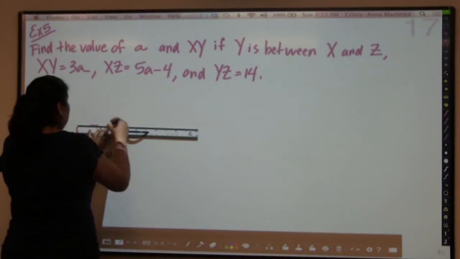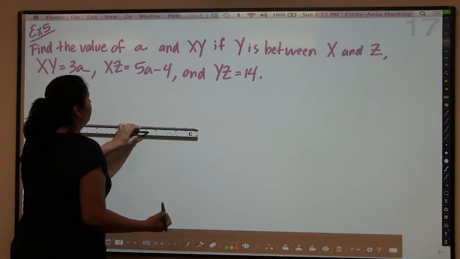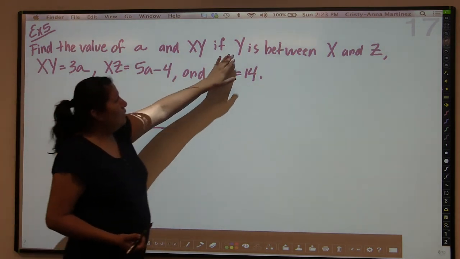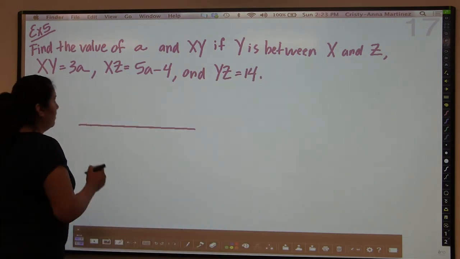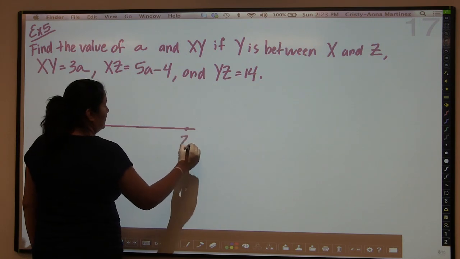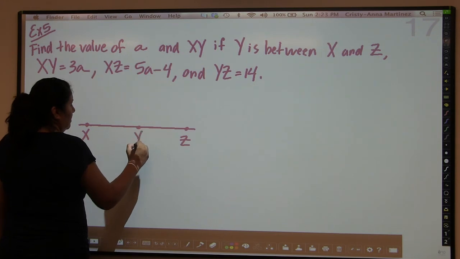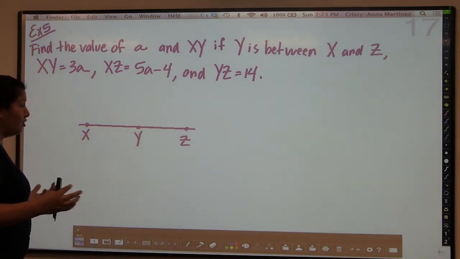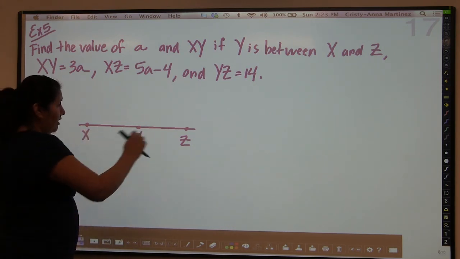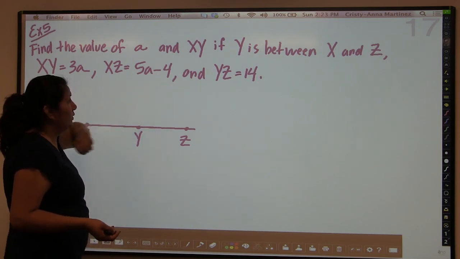So we're going to draw a diagram, okay? They want us to find xy, but it says that y is between x and z. So somewhere on our line, we want to put x, we want to put z, and then y has to be in between. Now remember, this is not necessarily drawn to scale because we don't know what the individual measurements are yet. But as long as y is in between x and z, they're collinear, then we can proceed.